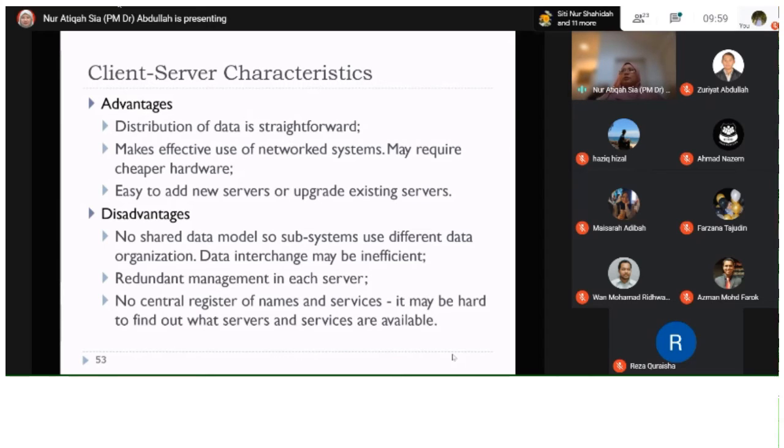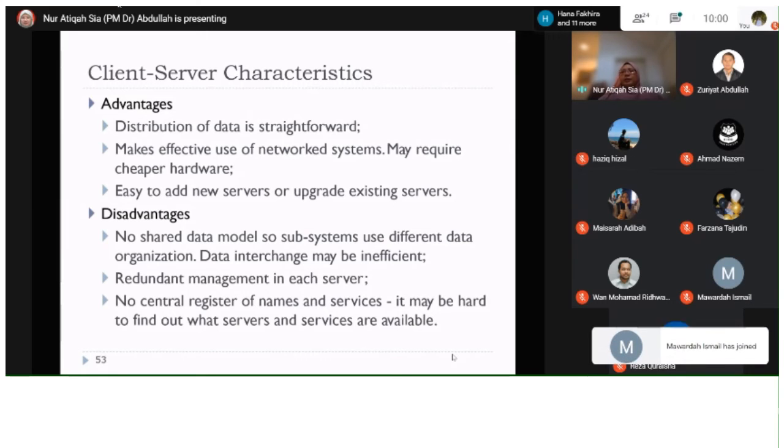Kalau katakan server place tak cukup, kalau sekarang ni kepada cloud, then you boleh dapatkan cloud service, cloud storage dan sebagainya. Okay, disadvantage of it is no shared data model. So some systems are going to use different data organization. Data organization bermaksud kalau you tak ada shared model, dia akan keep data saya sendiri.